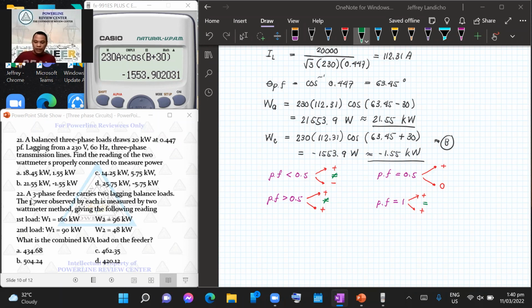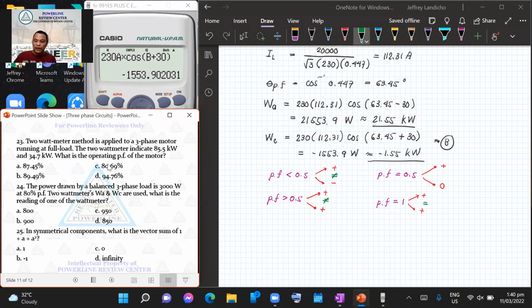So, for number 22, parallel loads. Pag parallel loads, anong gagawin mo lang? Apparent power methods. So, using 2 wattmeter, sinukat yung power consumed by the first load which is in parallel with the second load. So, ang sagot lang dyan, letter A. Okay.